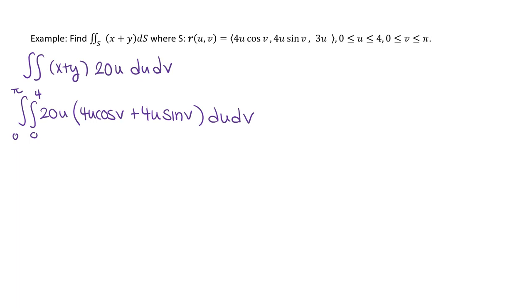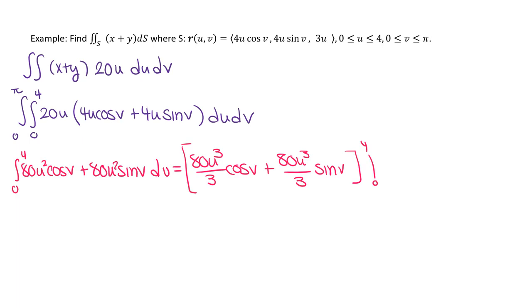The bounds of integration are given to me through those parametric equations. The u's go from 0 to 4, and they're telling me the v's go from 0 to pi. And so there's my integral. We just have to integrate. So I'm going to distribute the 20u to both terms.